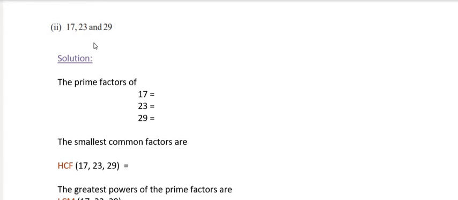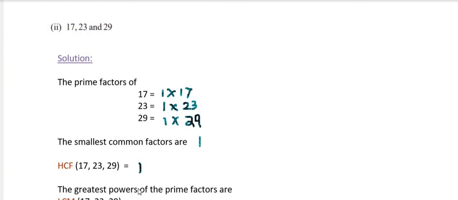Next we go to the second question. We have the three numbers 17, 23 and 29. We can see that the prime factors of 17, 23 and 29 are just 1 into 17, because you can see that these are all prime numbers. So they don't have any factors other than 1 and themselves, and also 29. So the smallest common factor is just 1. And so we can conclude that the HCF of these three numbers is 1.